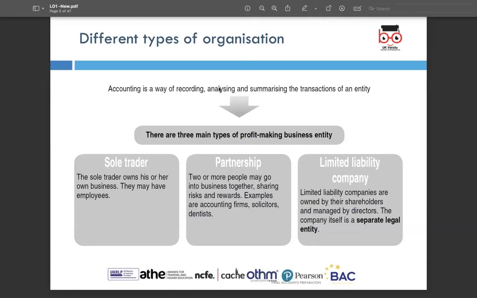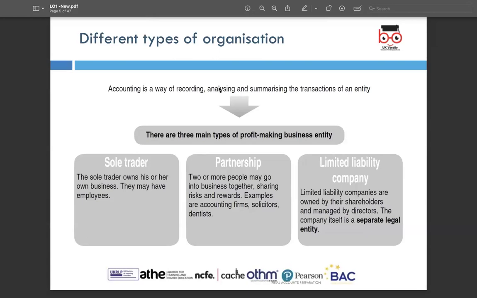All right. So sole traders have sole responsibility for business decisions and risks. Sole traders benefit from direct control over operations and profits, yet assume unlimited personal liability for business debts. Partnership, on the other hand, is where two or more people go into business together. Partners share profits, losses, and responsibilities as per formal agreements.